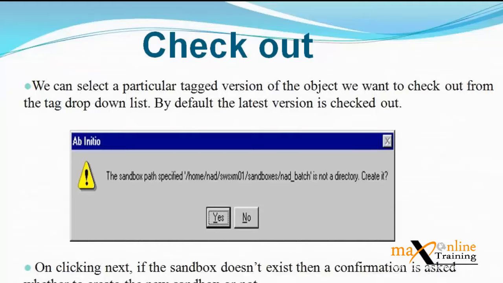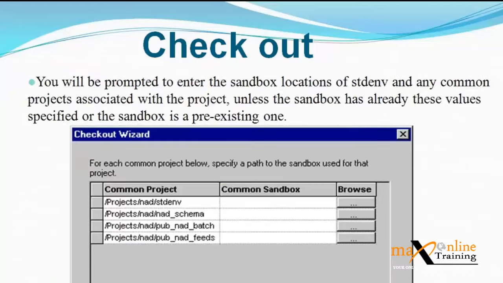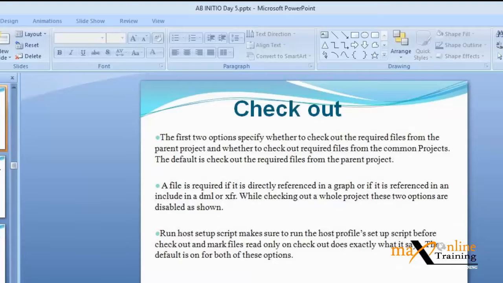After this window, it will create the directory, and the next window is the common objects window. You will be prompted to enter the sandbox locations of stdenv and any projects associated with the project, unless the sandbox already has these values specified or is a pre-existing one. The first time you check out, you need to provide all these sandbox values, and for the second or third time, you don't need to provide them because it remembers the values. Notes on whatever has changed from the earlier version to the latest version, and whatever patches have been upgraded, will all be in your help file.